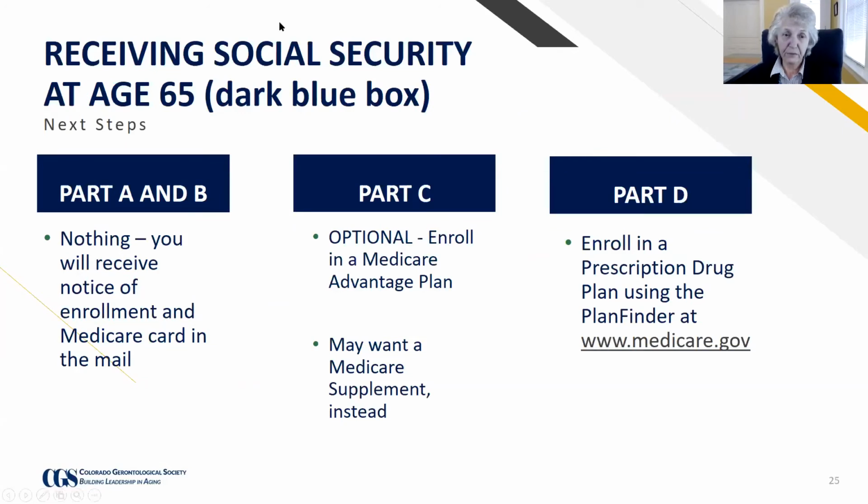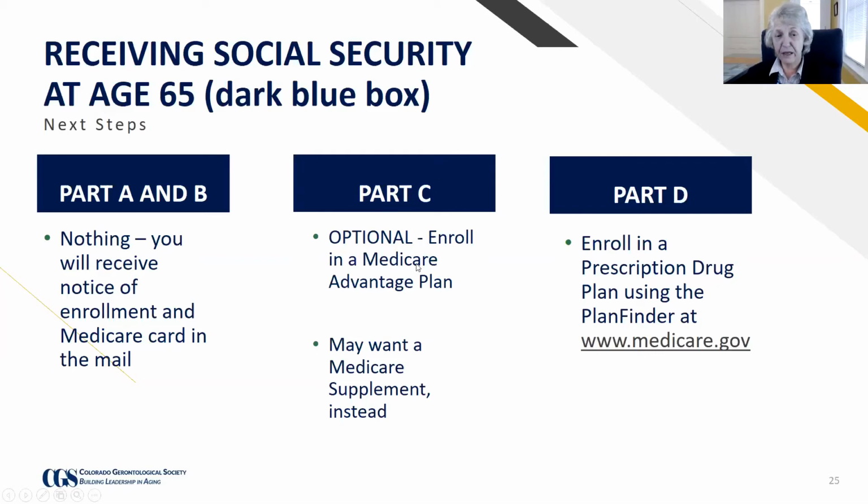So now we're ready to move to the different colored boxes, and I hope that you have put yourself in one of those boxes. So if you are in a dark blue box, your next steps are basically for A and B, you do nothing, you already have your Medicare card, it tells you enrolled in A and B, and you're in your initial enrollment period.